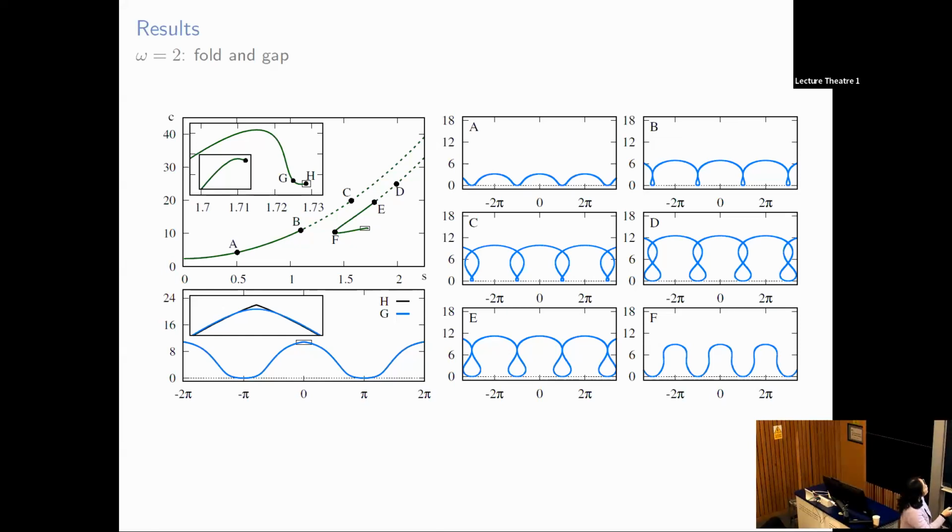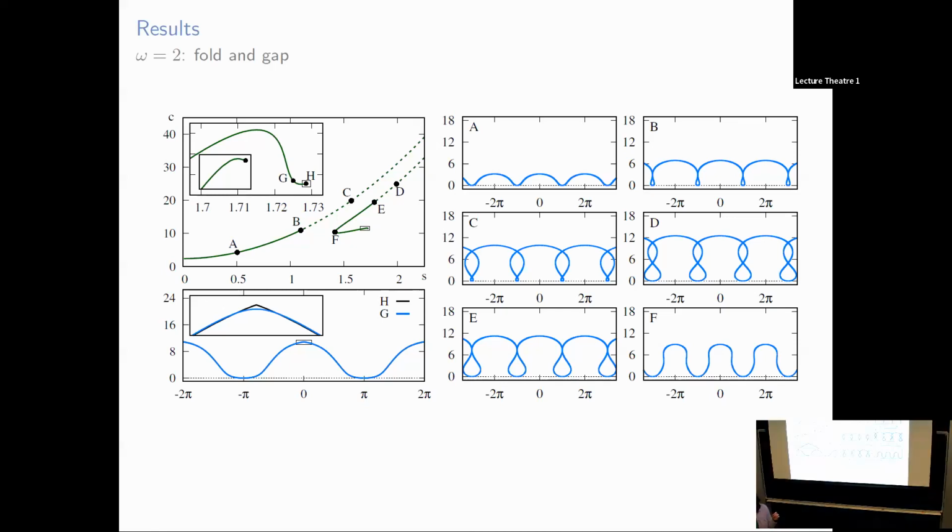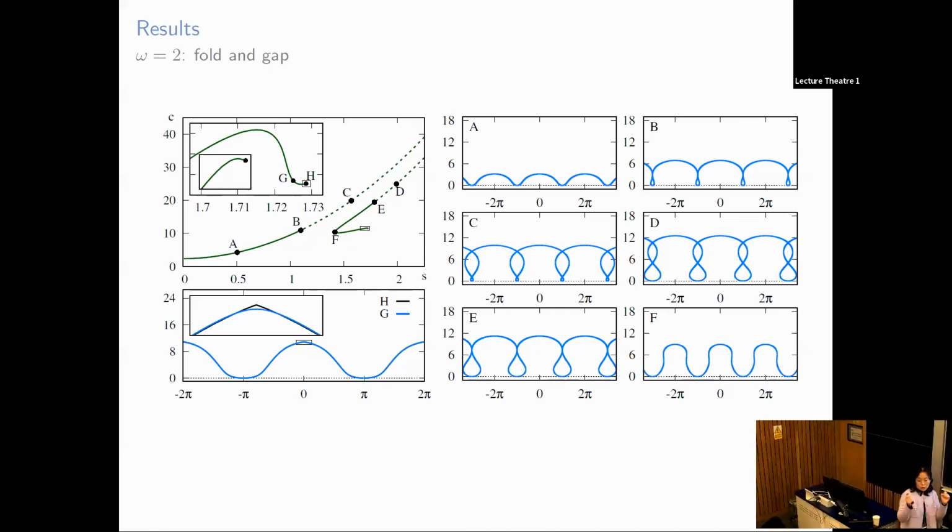And now, on the other side of the fold, when you decrease the stiffness, the profile becomes less and less rounded, so that at some point, like point E, you have a touching wave again. And beyond this touching point, the solution becomes physical again. So in summary, the gap is made up of all these unphysical solutions, and they are bounded by two touching waves.